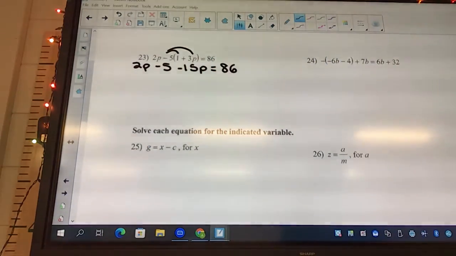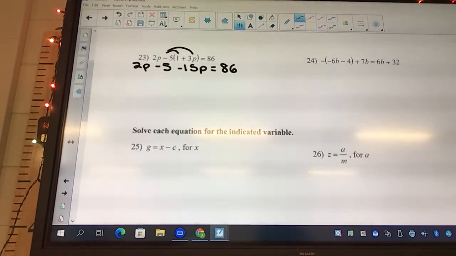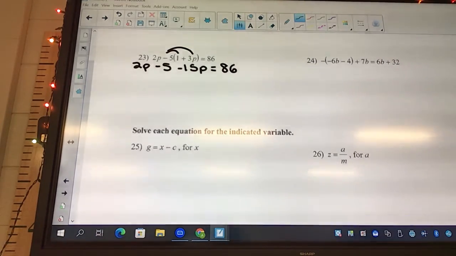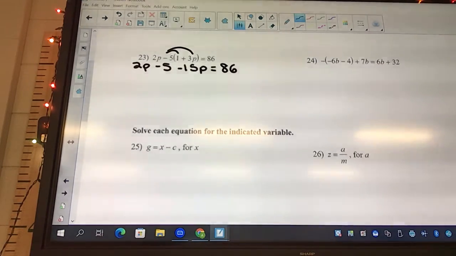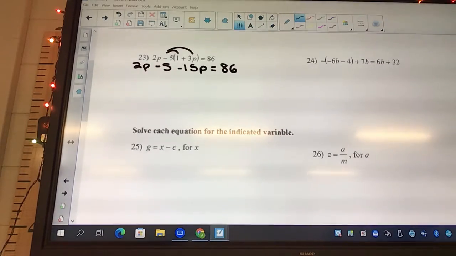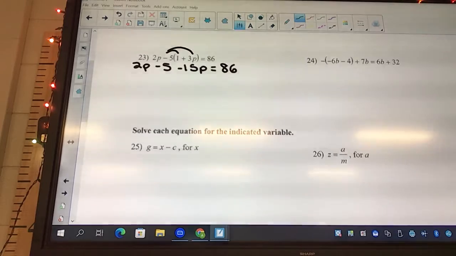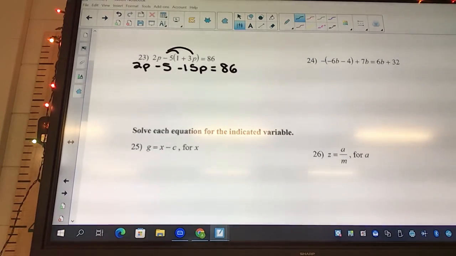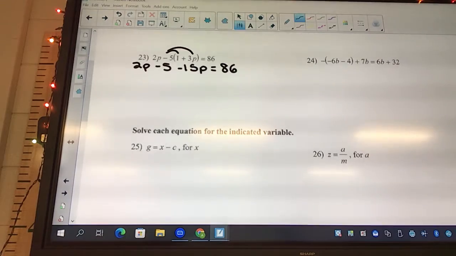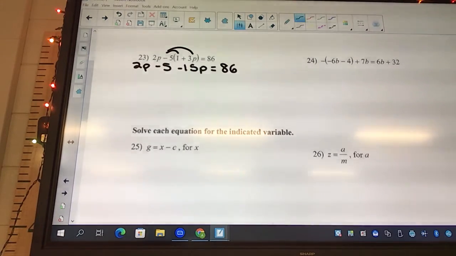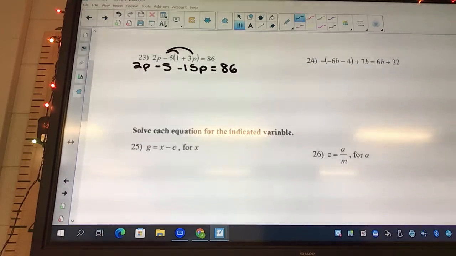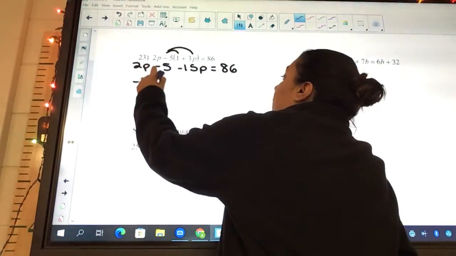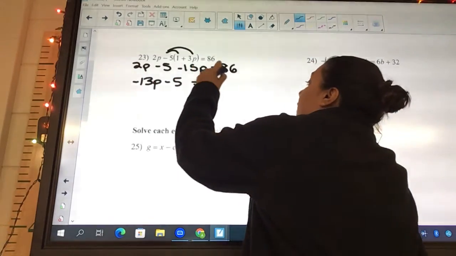Now what can we do? Then what? Combine like terms. What can you combine? 2p and a negative 15p, and that's going to give you what? Negative 13p, good. So I'm going to have a negative 13p minus 5 equals 86.